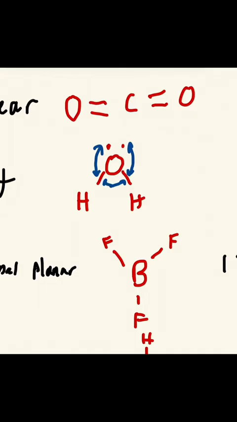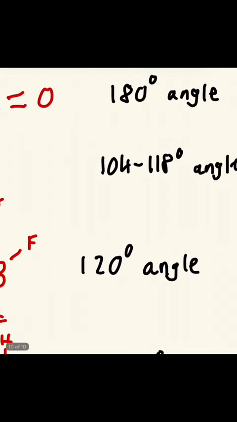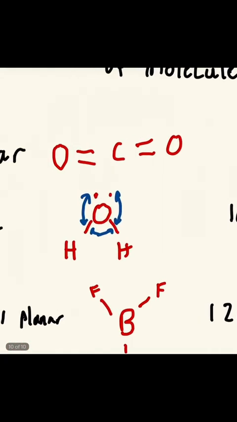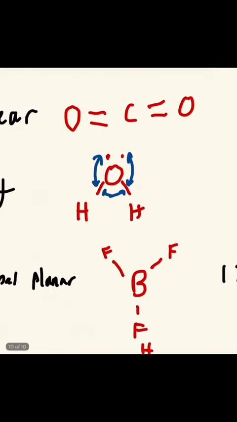Now the angle between this one is 104 to 118 degrees. So that angle can change, but it's around in that range for bent structures.